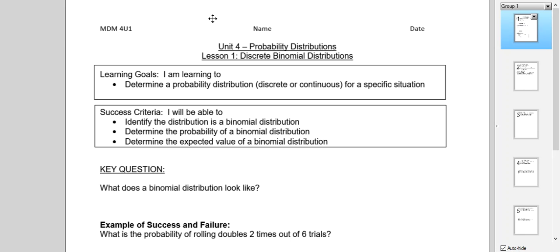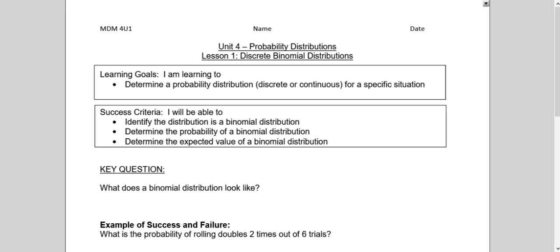For these next few lessons, we're going to be looking at probability distributions. We're going to talk about what that looks like, and we're going to expand on what we did with probability and odds. One of the basic ideas is we're going to take a look at what a probability distribution is, and we're going to spend a lot of time talking about what discrete probability and continuous probability mean, and we're going to compare them a little bit.